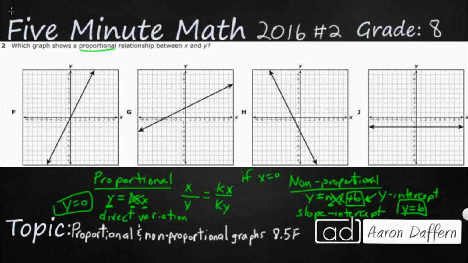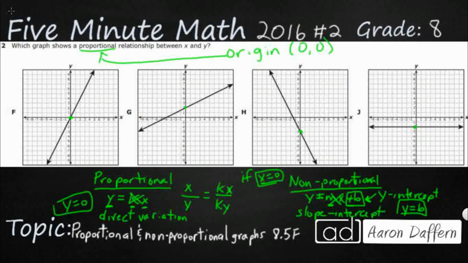So if x is 0 and y is 0, you know what that means? On proportional relationships, which is what we're looking for, it means it goes through the origin. That's the trick here. Proportional relationships always go through the origin. And take a look at F. F goes through the origin right there. G has a y-intercept of 2, so that's the slope-intercept form. H has a y-intercept of -3. And J has a y-intercept of -2. It's just a straight line all the way across.